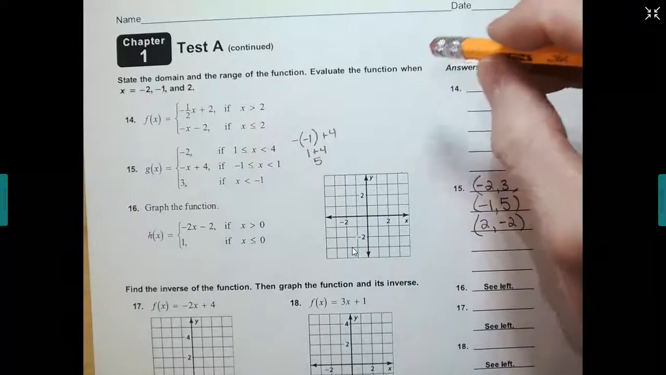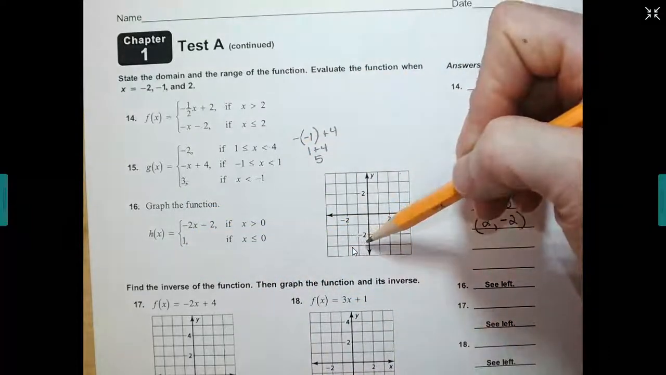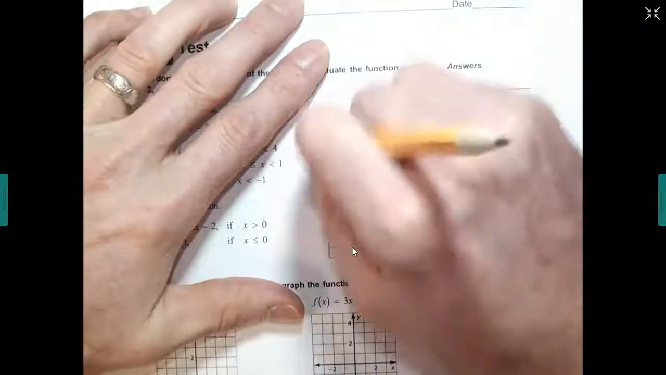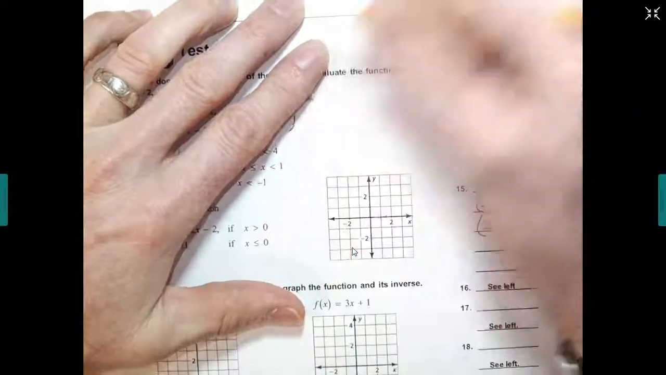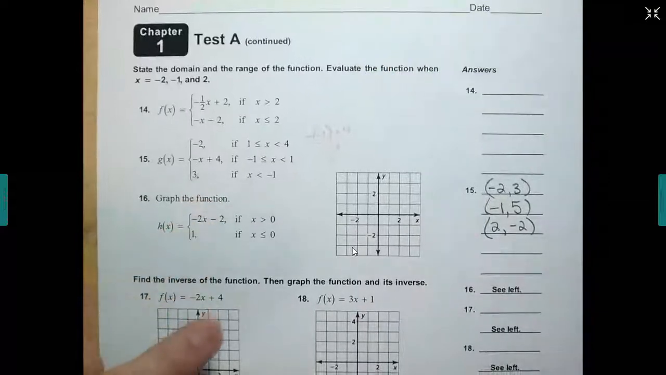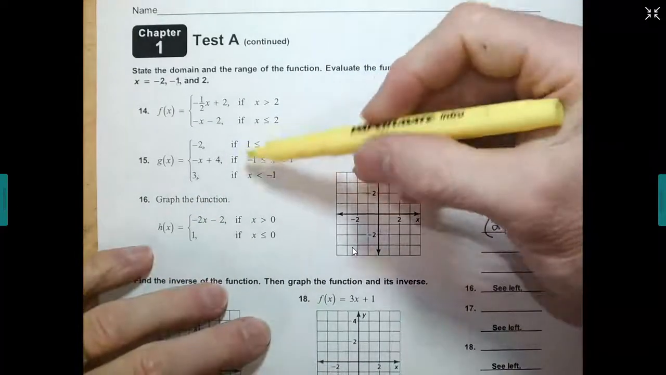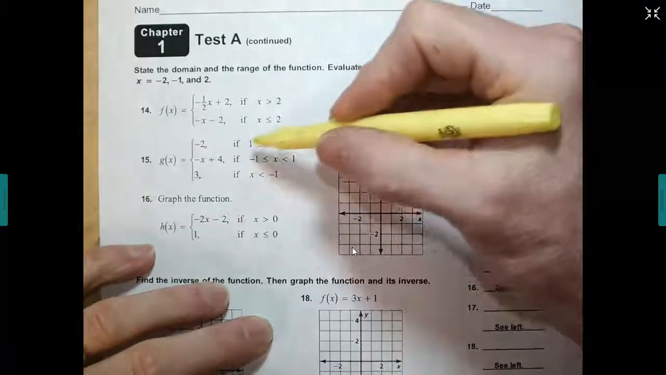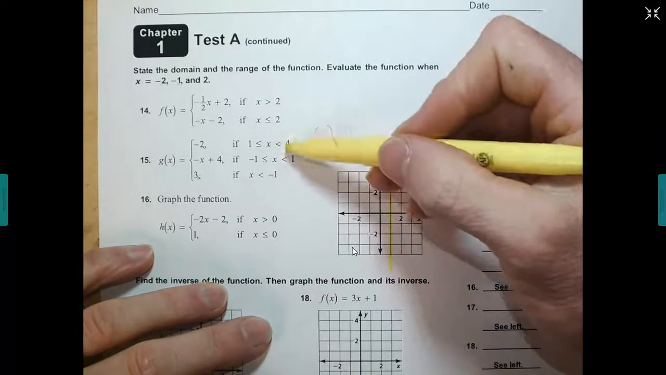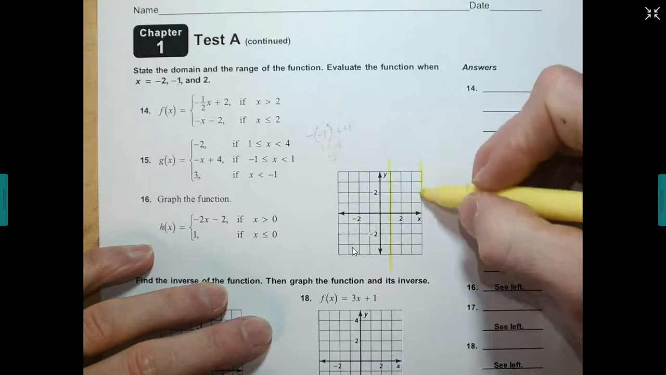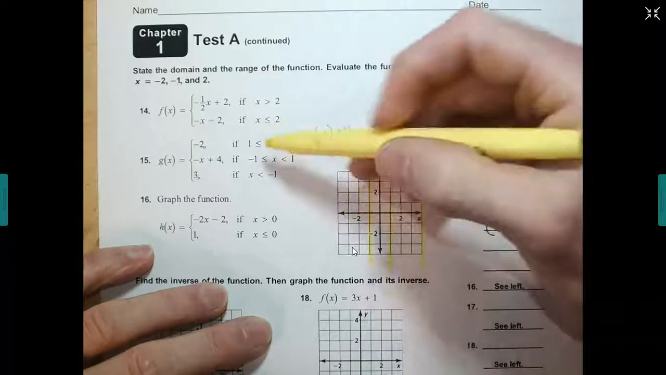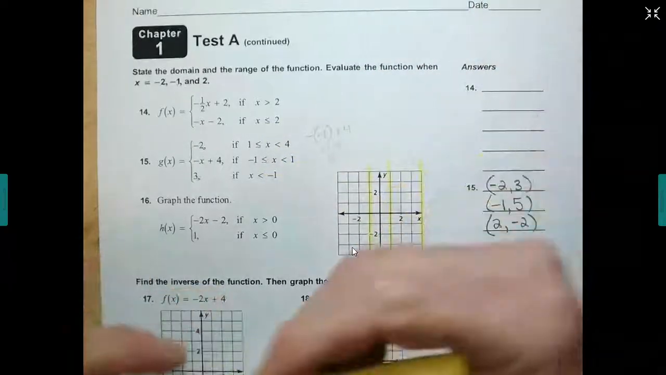Now, here's something else I'd like to do. This one's 16, it says graph the function. So I'm going to let you graph this one. But to show you how to graph, I'm going to go ahead and graph number 15. The first thing we learned when we were doing these piecewise functions is to mark our boundaries. So 1 is a boundary. 4 is another boundary. Negative 1 is another boundary. We already got 1 and negative 1. So those are our boundaries.